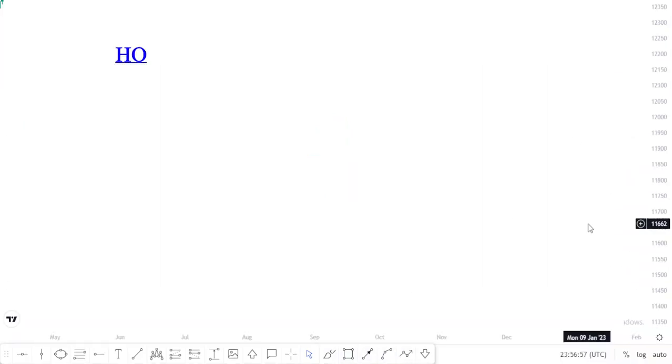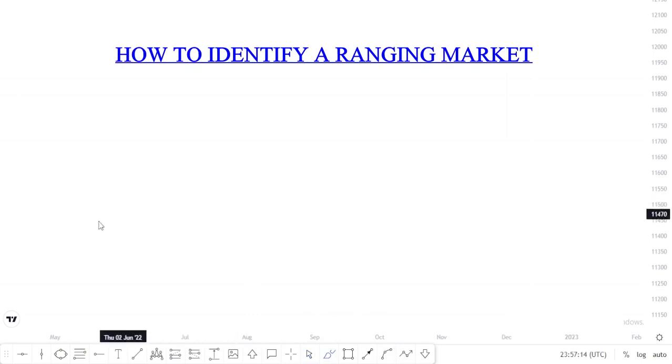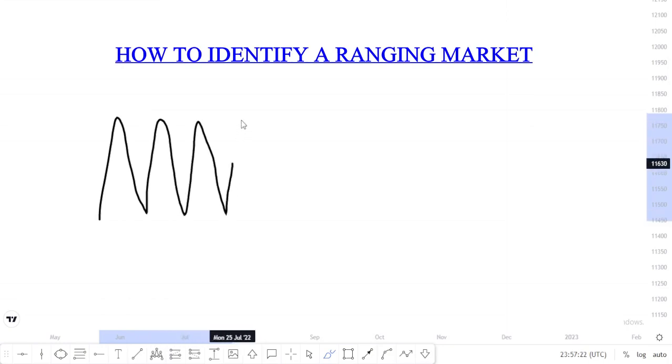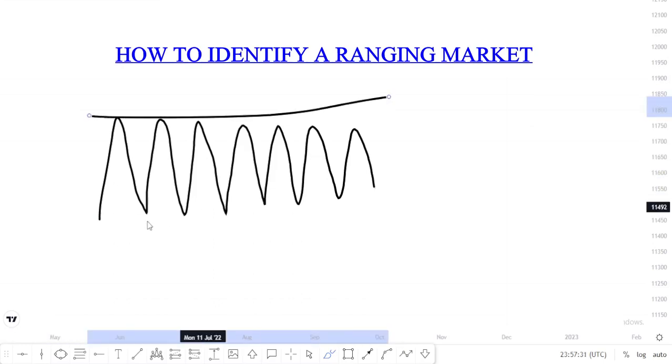Let's talk about a ranging market. Now, how do you identify a ranging market? Well, it's simple. A ranging market moves like this to the right. You see price making almost the same highs and the same lows, and then you notice price moving to the right like this. So this is how you identify a ranging market.